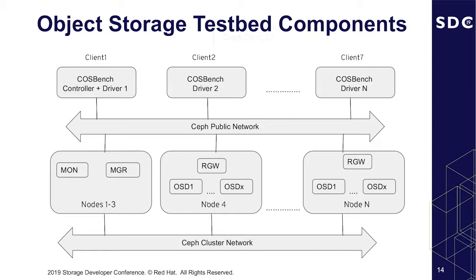And then a quick visual of a testbed configuration and components. In our configurations, we tend to use dedicated networks for the back end of the storage, which is at the bottom there, the Ceph cluster network. And then we have the Ceph public network. And the CosBench workload generators are at the client level, driving workload into the Rados gateways, denoted with RGWs. So each of these nodes in the middle here are Ceph nodes.